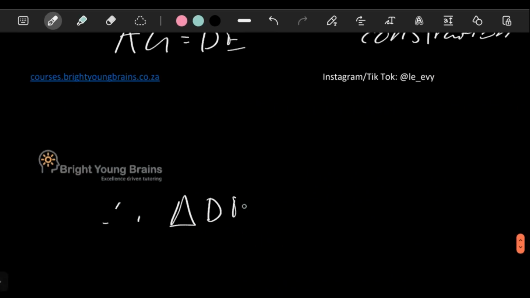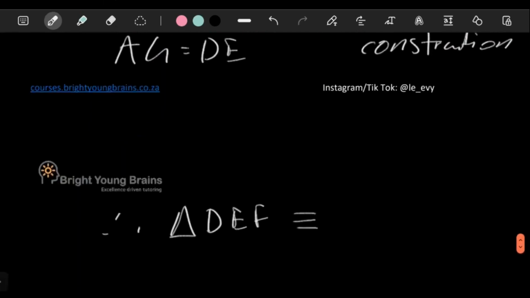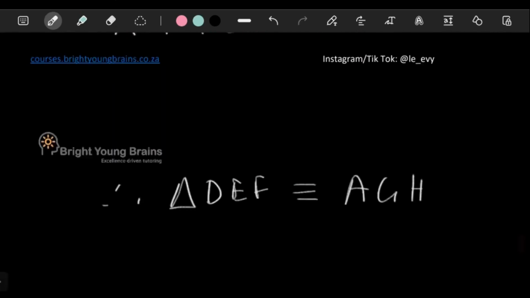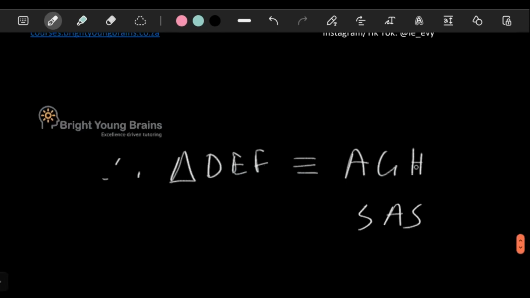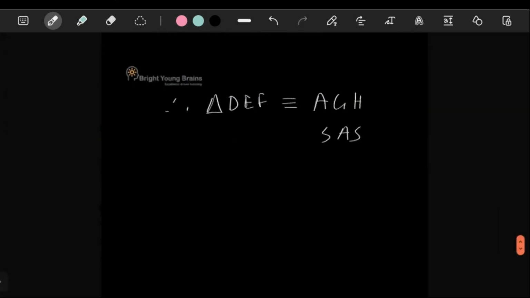Triangle DEF is congruent to AGH. AGH. The reason is side, angle, side. You found a side equal, found an angle, found another side.